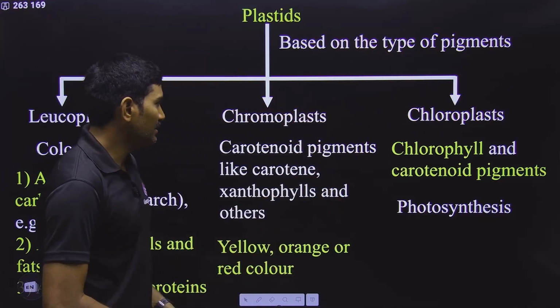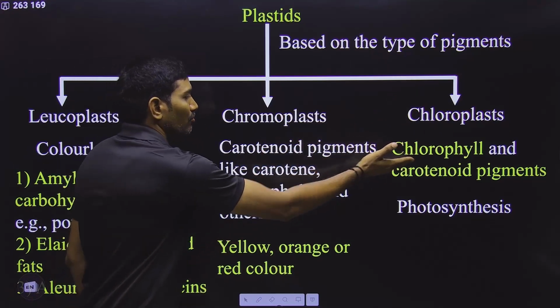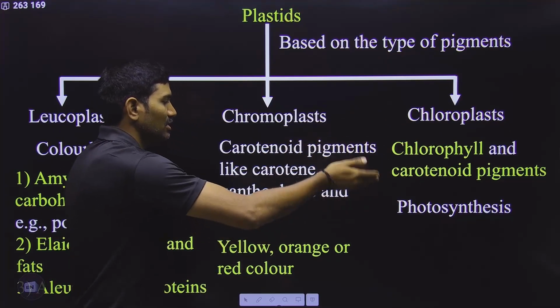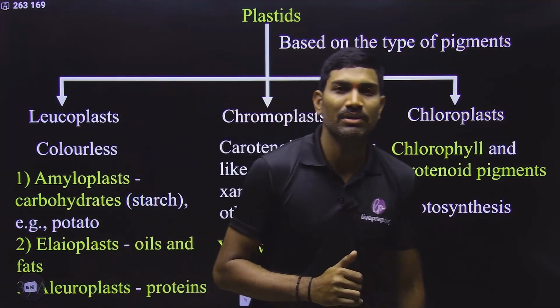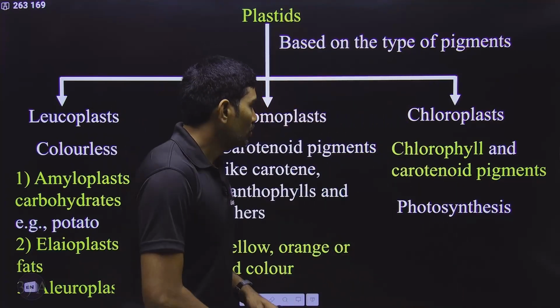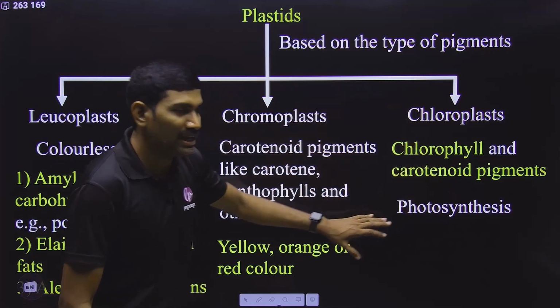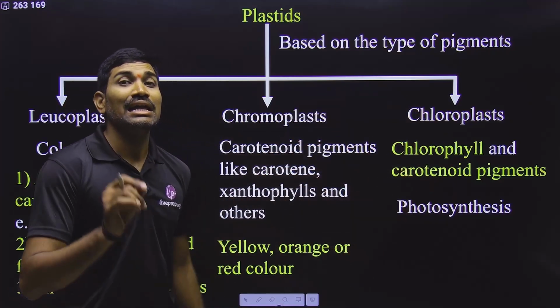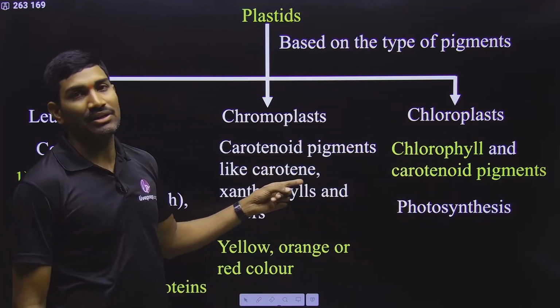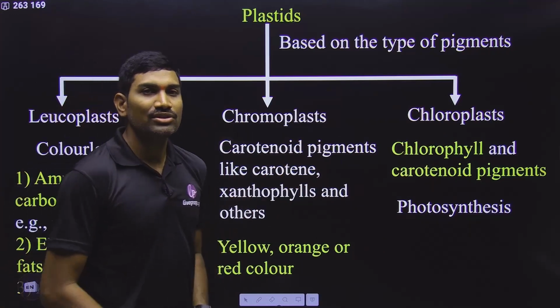The next important point is, what is the nature of these pigments? Chlorophyll, carotenoid pigments, xanthophylls, carotenes, what is the nature of these pigments? These are lipid soluble pigments. Please remember this. If plastids have pigments, they will have lipid soluble pigments. Why am I focusing on this one?